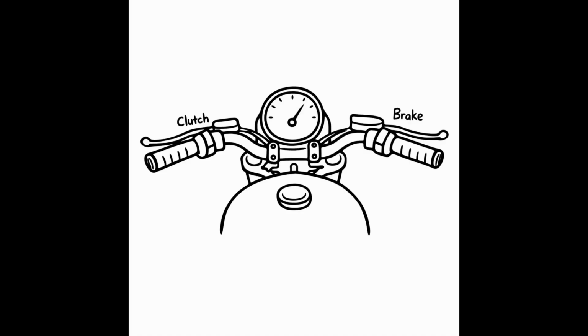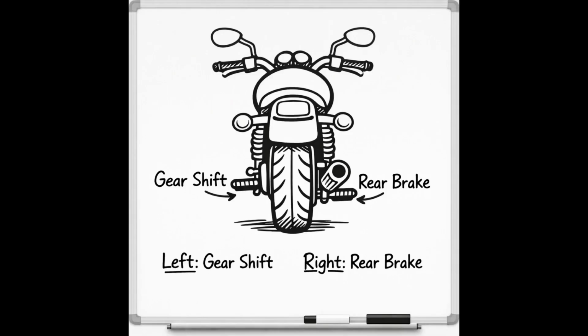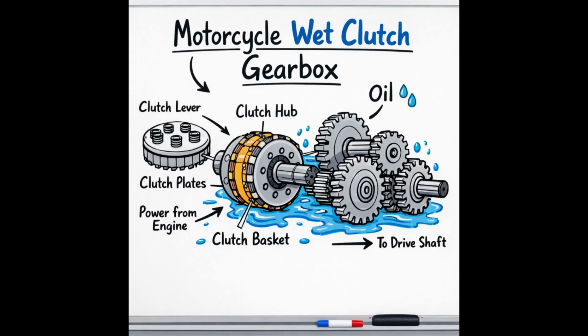A simple motorcycle works similarly. It has a clutch, but the controls are spread across your hands and feet. Your left hand pulls the clutch lever. Your right hand controls the throttle and front brake. Your left foot shifts gears, and your right foot controls the rear brake. It uses a wet clutch, meaning the clutch plates are bathed in oil, which keeps things cool and smooth. The gearbox is sequential, so you click up or down 1 gear at a time.